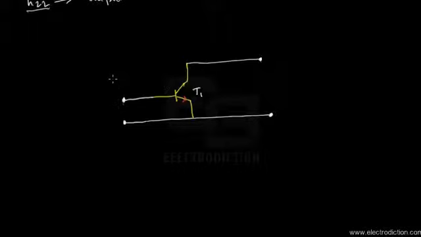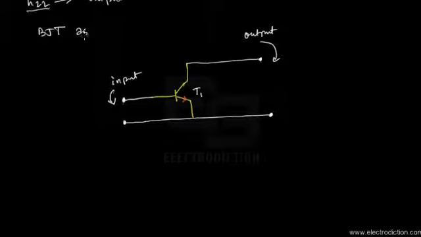This is the same transistor T1 that we illustrated in the previous circuit. So this forms the input terminal, and here we have the corresponding output terminals of the BJT circuit. So this is how we can treat the BJT as a two-port network.